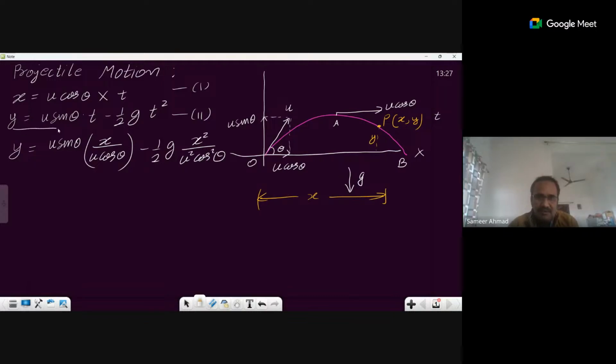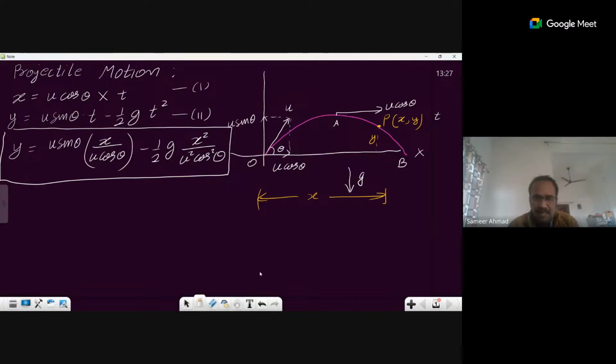This equation is quadratic in x, therefore it proves that the path of the projectile is parabolic in nature, because we know that the graph of a quadratic equation is a parabola. So we can say that the path followed by a projectile is parabolic in nature.